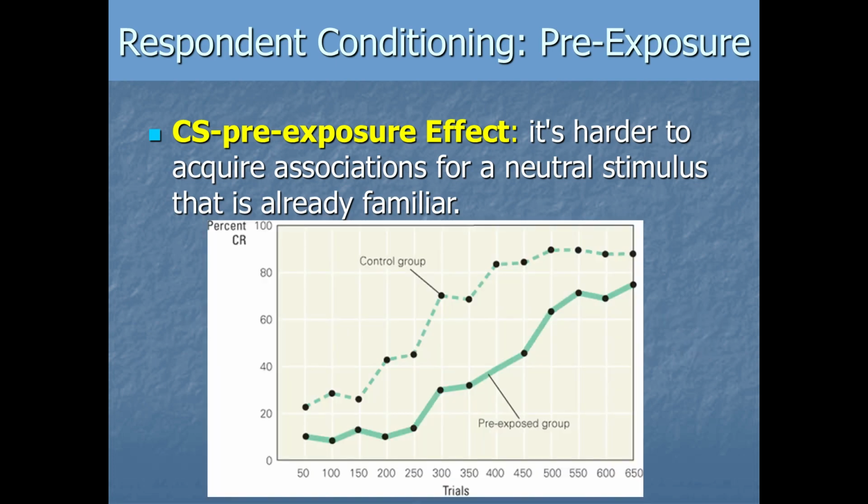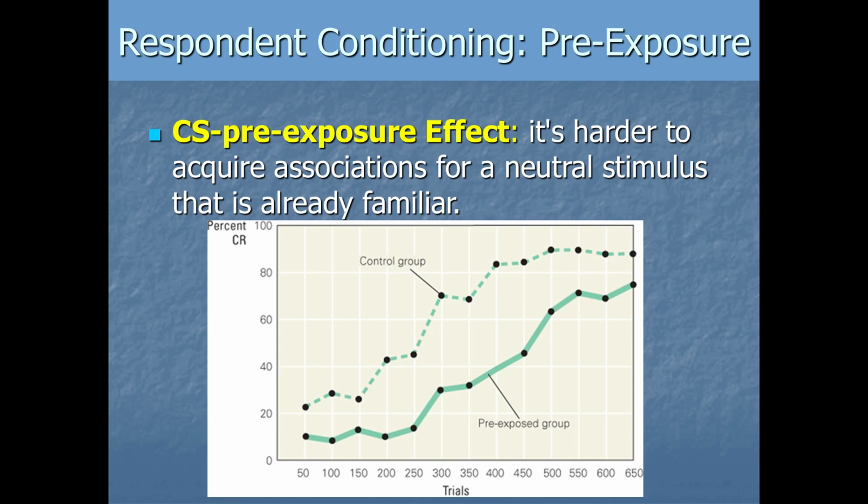Now, here's some data from an animal experiment on this very effect. On the left here is how strong the association is. That's what we have on the y-axis, right? In other words, how much of a conditioned response we're getting. And at the bottom on the x-axis, we've got how many trials it took to get that much of a response, that much learning. In other words, how many times we've paired the CS plus the US together.